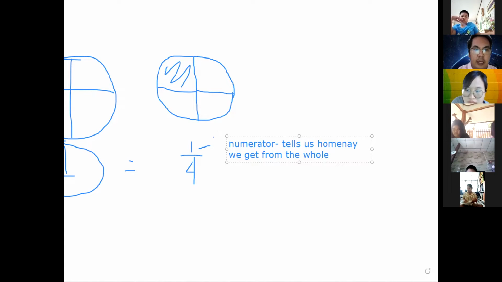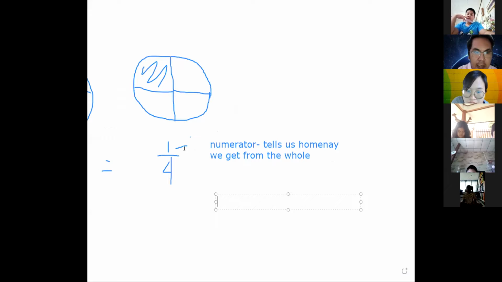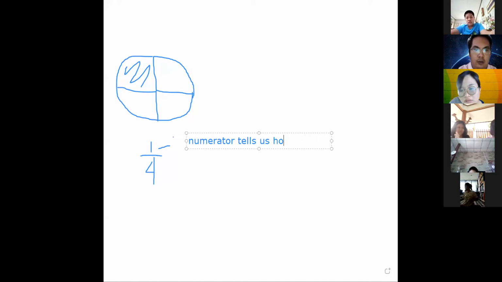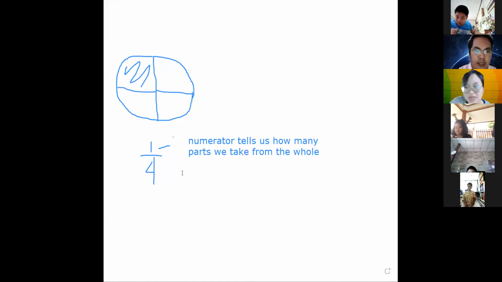Here, the numerator tells us how many parts we take from the whole.